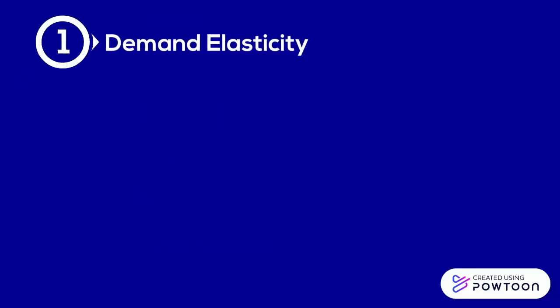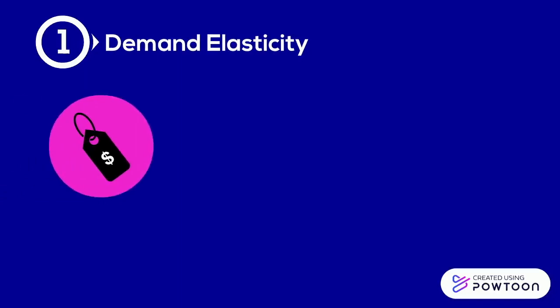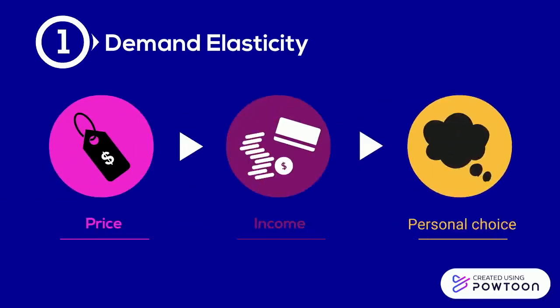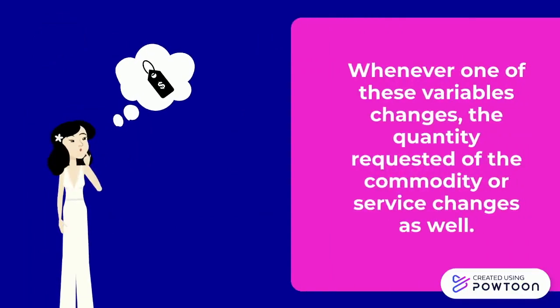Firstly, demand elasticity: the quantity demanded of an item or service is determined by a number of factors, including price, income, and personal choice. Whenever one of these variables changes, the quantity requested of the commodity or service changes as well.